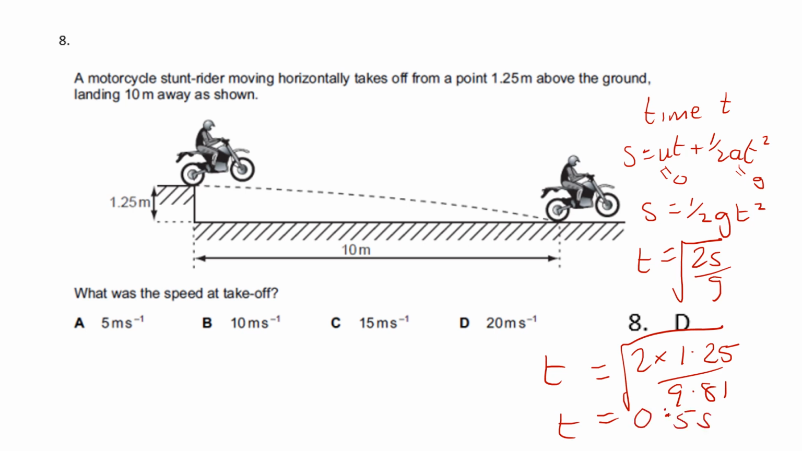And we've been in the air for 0.5 seconds and we've travelled 10 metres horizontally. So speed equals distance 10 over time 0.5, which equals 20 metres per second. And we're saying that that's a constant. The horizontal component of velocity is constant here, and we're just using distance divided by time to calculate it. So that gives us answer D, 20 metres per second.